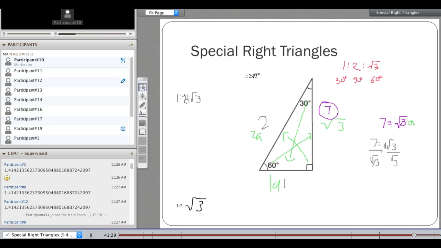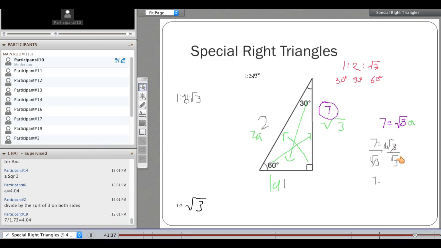Good, good. I like that Anthony's doing that part in gray there. That looks good. So divide by the square root of 3, and over here it's going to cancel out. And then over here you have 7 divided by the square root of 3. So let's see, yes, 4.04 is the decimal of that. What if we don't change it to a decimal and we want to write it with the square root in there? Can you guys do that?